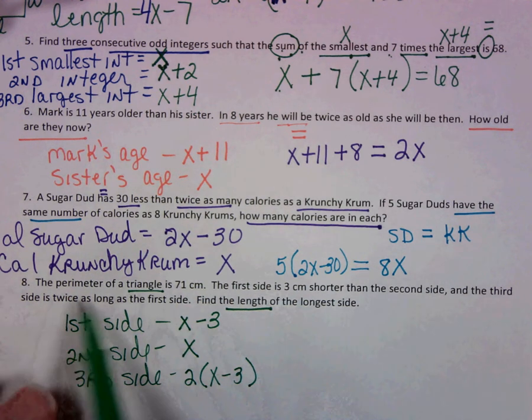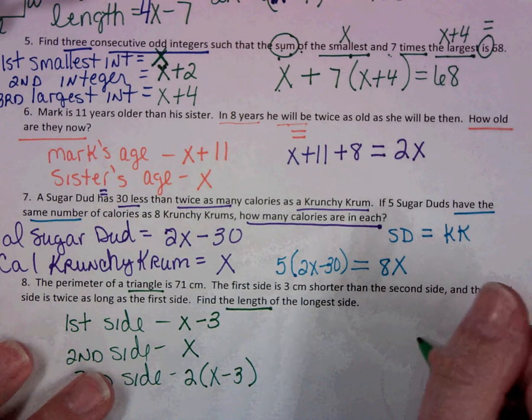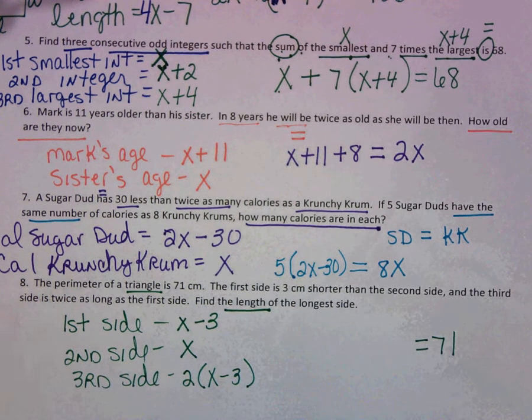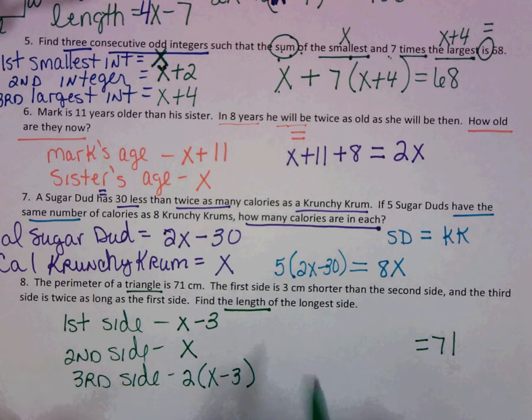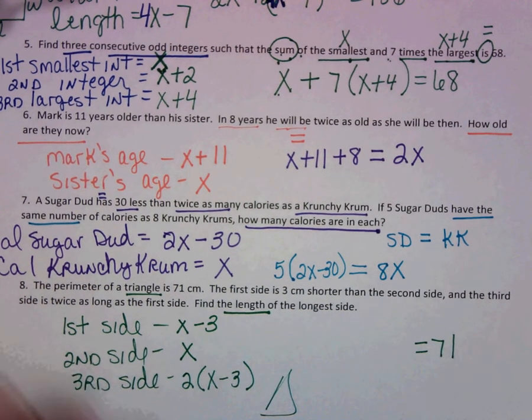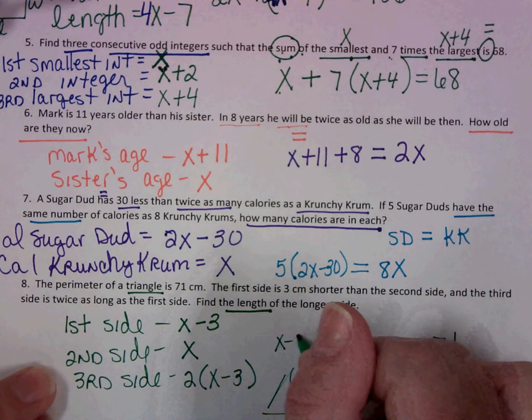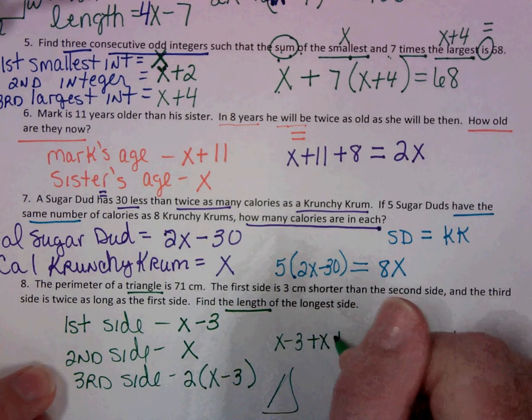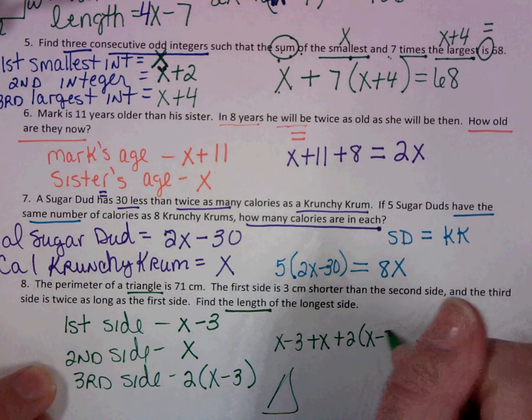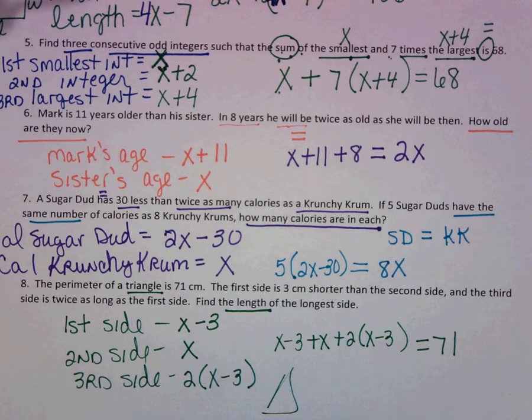Okay, then we're talking about perimeter. It says the perimeter is 71, so our equation would be equal to 71. Perimeter is adding up all the sides, so all I have to do now is take each side and show it being added together. And boom, I can solve my equation.